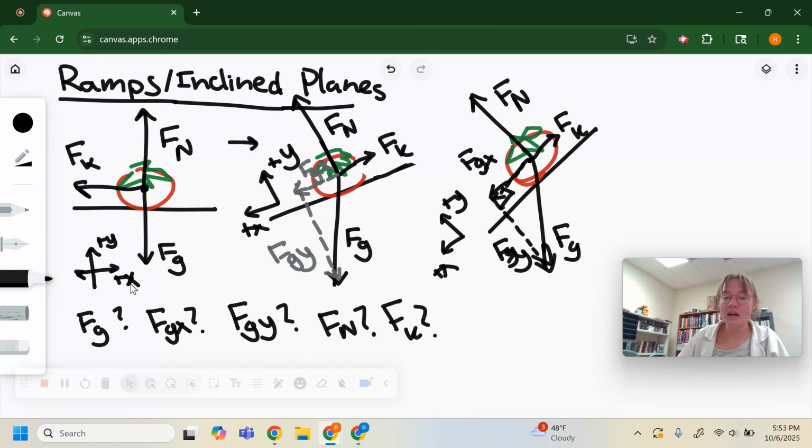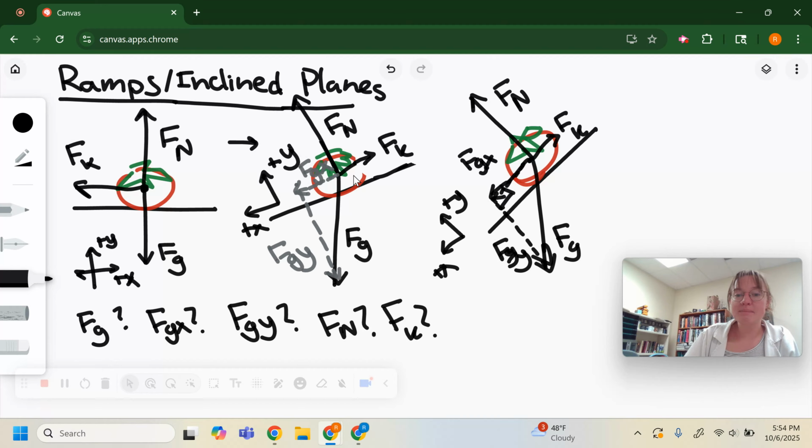A ramp does not change the size of Fg. Fg will always be the same for an object, and it will always be pointing straight down. What it does do when you put something on a ramp is change how much of the weight is pulling down the ramp and how much of the weight is pushing into the ramp.